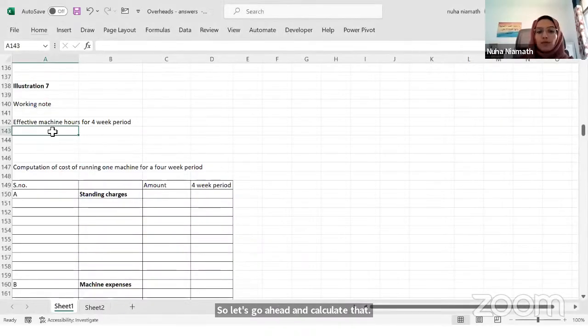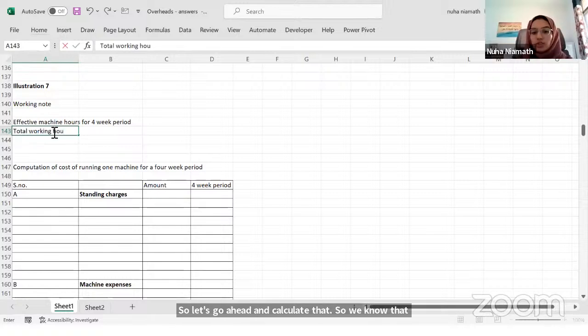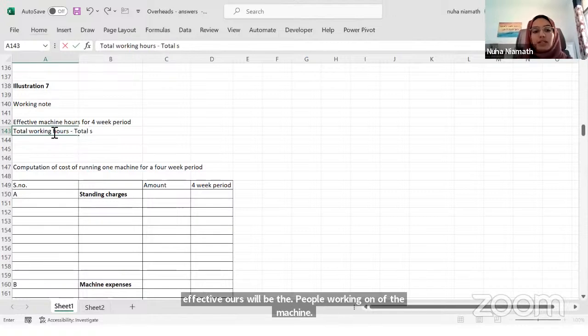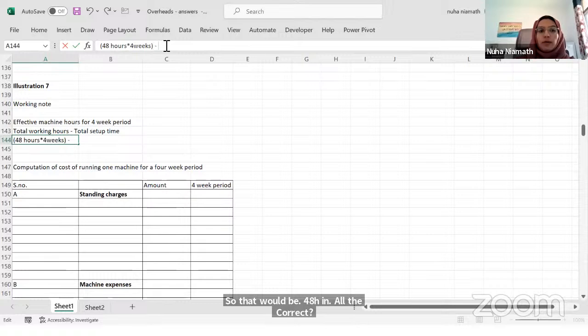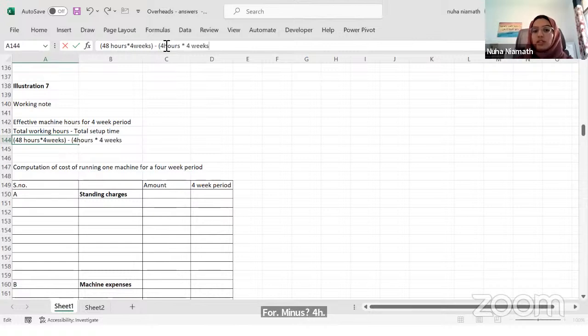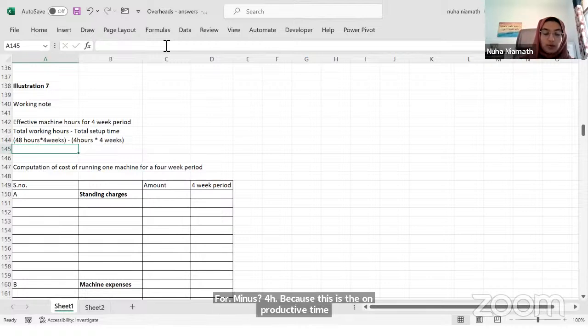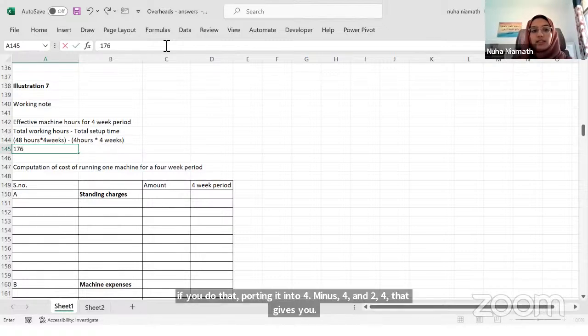We know that effective hours will be the total working hours of the machine minus the total setup time. Total working hours is given to be 48 hours per week, so that would be 48 hours into 4 weeks, minus 4 hours into 4 weeks, because this is the unproductive time. If you do that, 48 into 4 minus 4 into 4 gives you 176 hours.